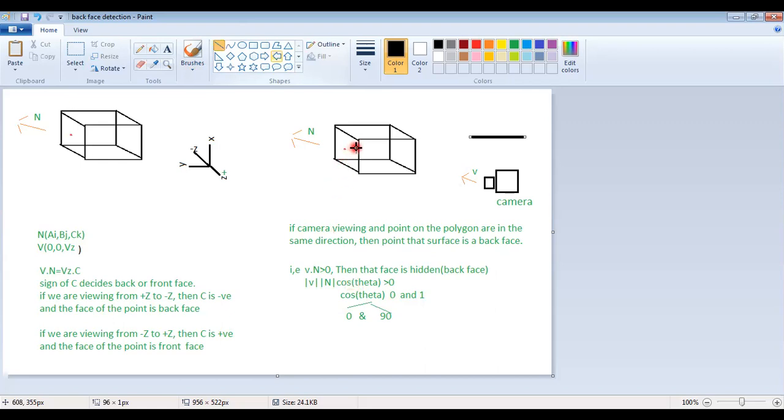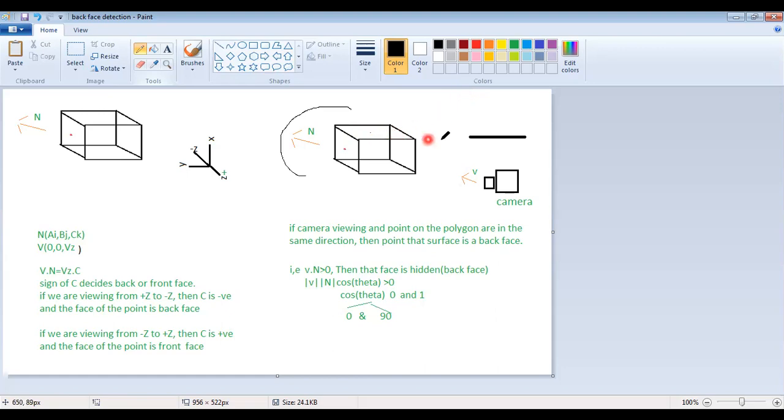Now consider this cube is rotating. Consider the cube starts rotating like this. When it rotates 90 degrees, where will the point which is here come? If it rotates like this, the point from here comes to this place.